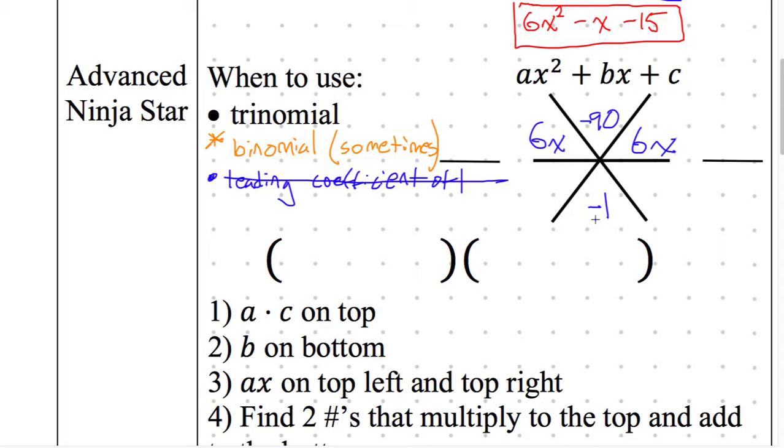I see one hand that already figured it out. I'm going to wait here because this is a key step. What times what is 90? Ooh, 2 people have it. What times what is 90? And they also have to, or negative 90, and they also have to add to negative 1.